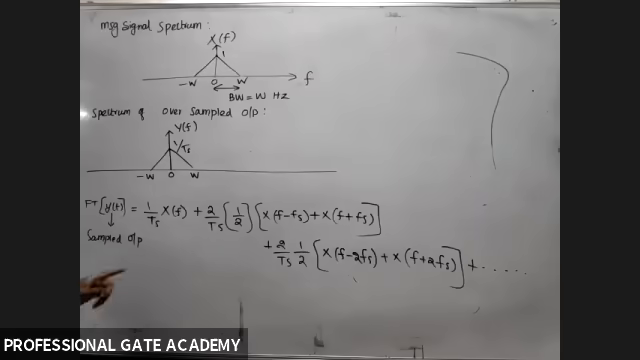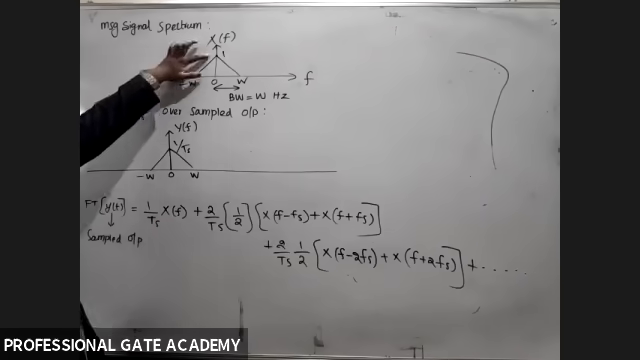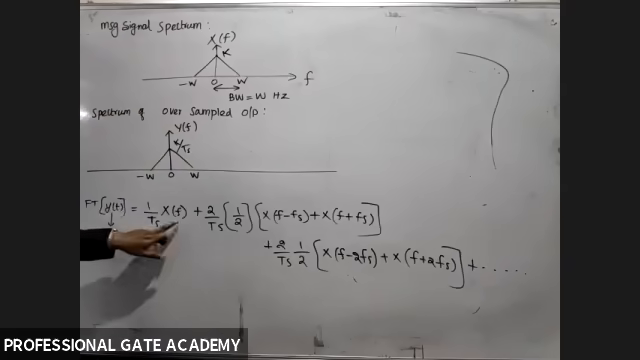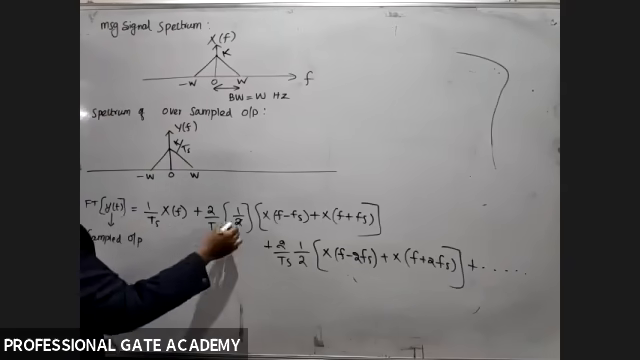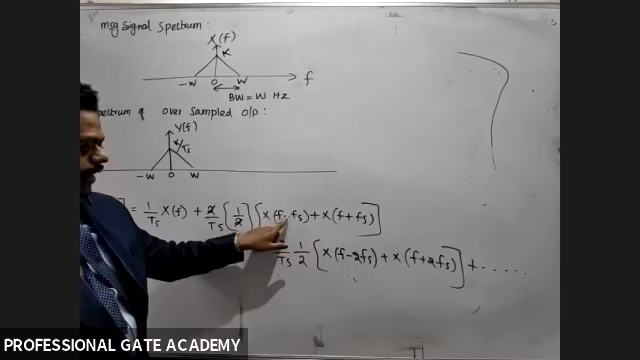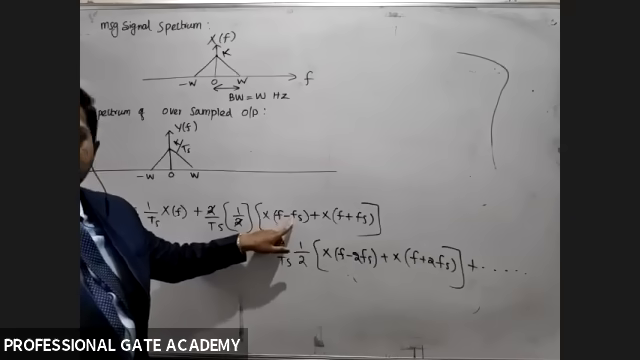Here what will you get? 1 by Ts. Very important. Why 1 by Ts? X of f, here 1 by Ts. Suppose here if you have K, here what will you get? K by Ts. This is for the first term. Now this and this will get cancelled. Now look at the second term, capital X of f. Is it right shift or left shift? Students? Right shift by fs.